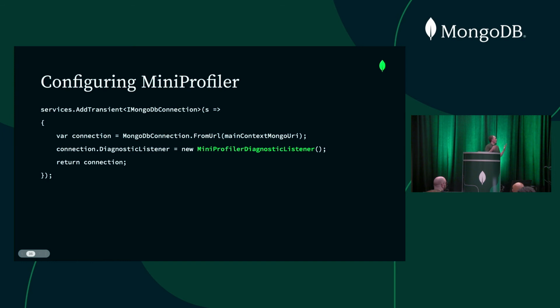Configuring it is relatively straightforward. It's not the most elegant solution. That's probably the only other thing I should mention. Obviously, these service collection extensions are not as nice as the Entity Framework ones. That's something I'm working on. But here, we just basically specify our MongoDB connection with our Mongo URI, and we specify the diagnostic listener. So in this case, we have the MiniProfiler diagnostic listener. This will then hook into various internal bits of MongoFramework and pipe through all of the profiling information.